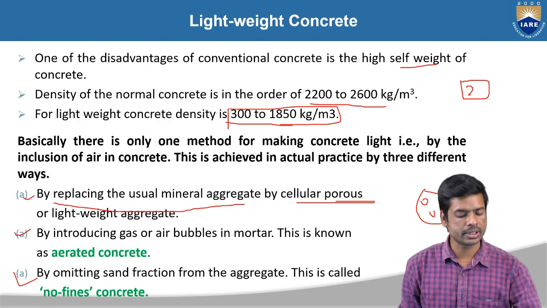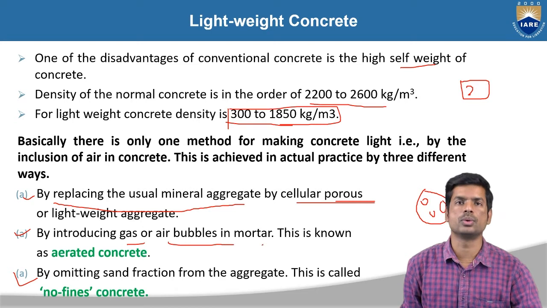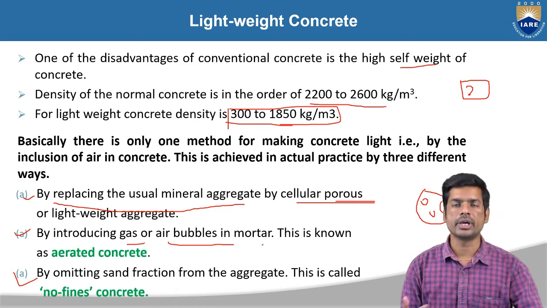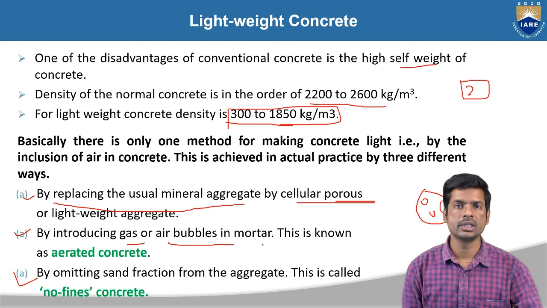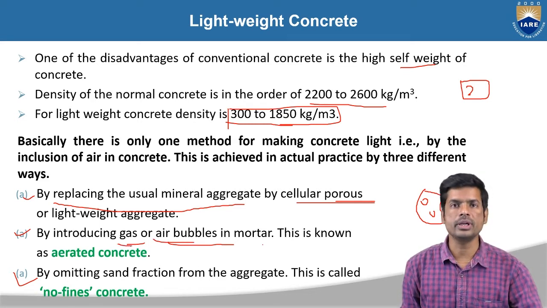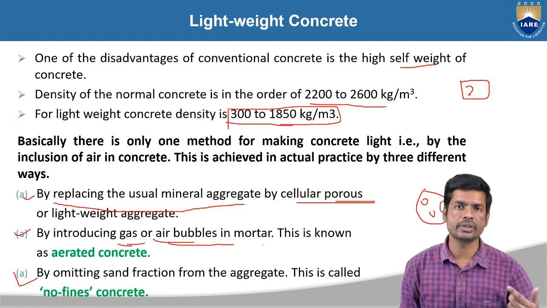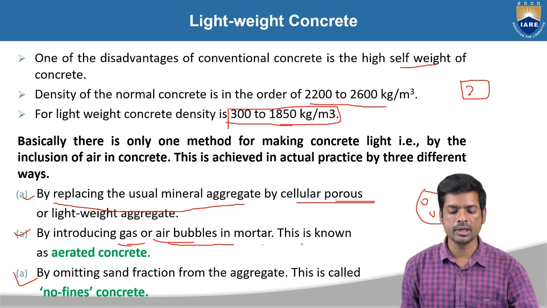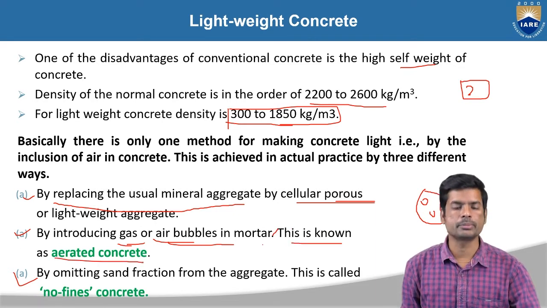The second method is introducing gas or air bubbles in mortar. While preparing concrete, we mix cement, water and aggregates. Whenever we prepare the mortar, we induce some air bubbles in it by using different chemical admixtures, or else gas. This type of concrete is known as aerated concrete, because we induce air into the mortar.